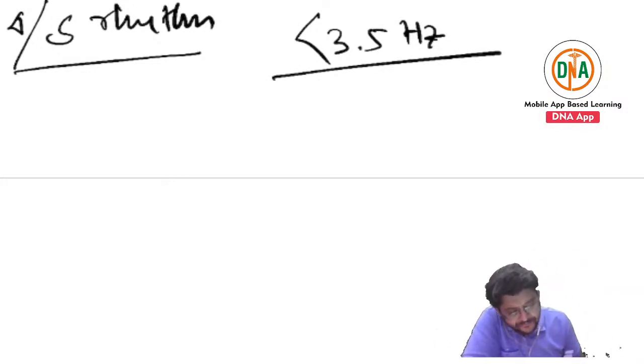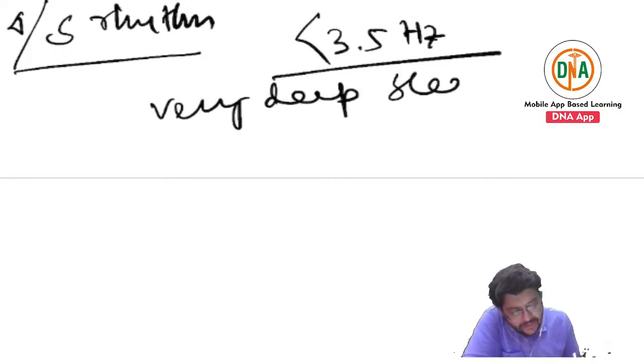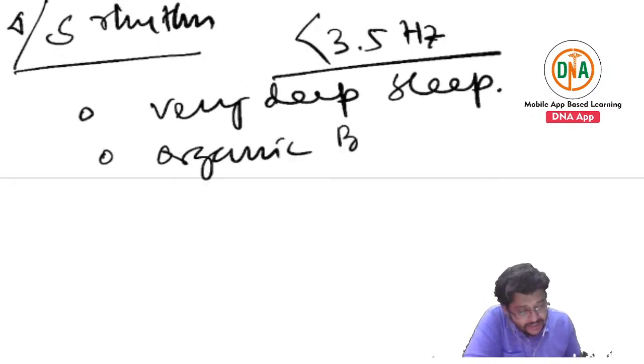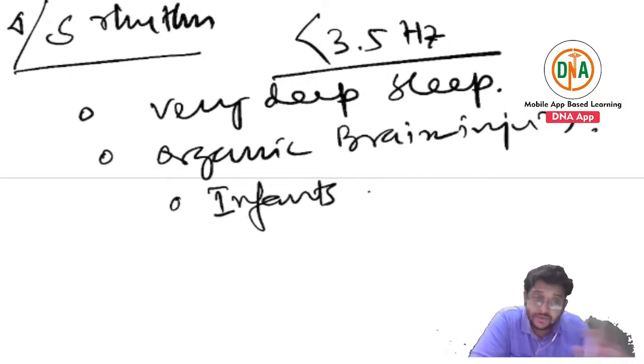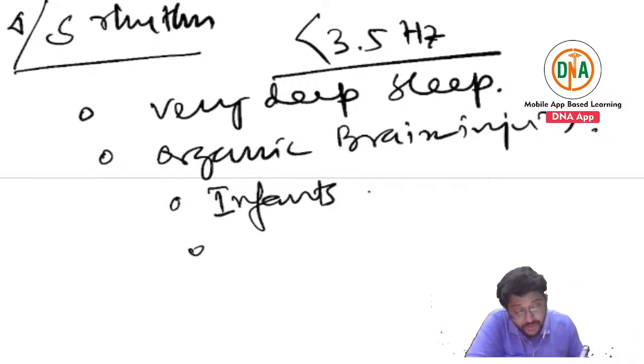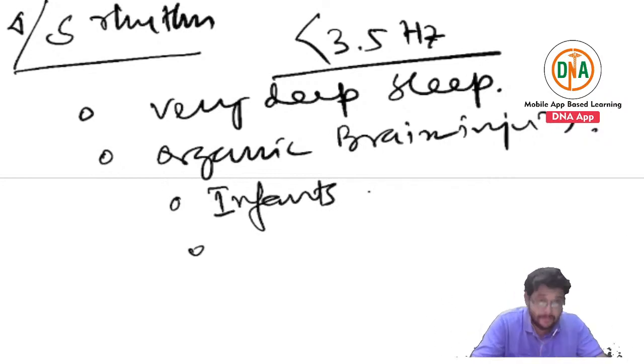So delta rhythm happens in very deep sleep. Delta rhythm happens in organic brain injury. And delta rhythm happens in infants who have a developing brain. So these are the three situations when delta rhythm can happen. Delta rhythm can also be found in coma. So what happens? Now you are frustrated, and after getting frustrated, you just sleep off.